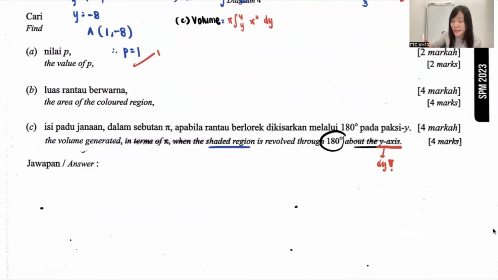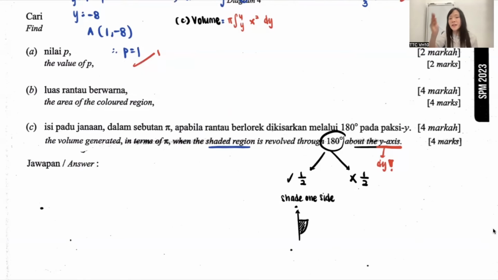So how do you guys decide whether need to divide by 2 or no need to divide by 2? 1 over 2 means half, okay? Need to divide by 2 is when they shade one side of the axis. One side. So guys, let me show you, just in case you don't understand. That means if I shade only the right side of it, when I turn 180 degree, I only get the solid half shade, correct? So I get half shade, so really it's half of the original shade. So I times 1 over 2, okay?